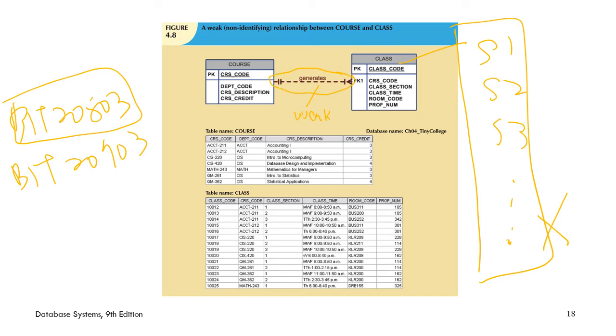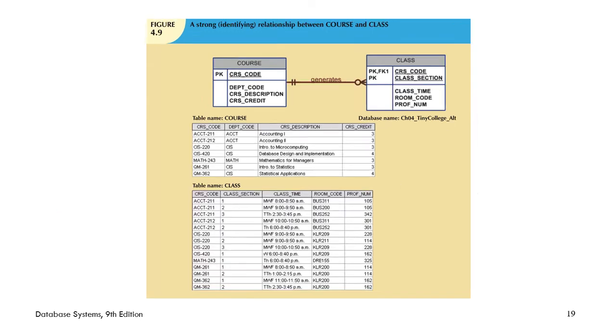Okay, weak. Okay, hope you can understand this situation. Section. Okay. This one is a strong identifying relationship, course and class. This one, you see this is weak, and this one is strong. Right? Strong because at this time, both the course and the class are offered and created.